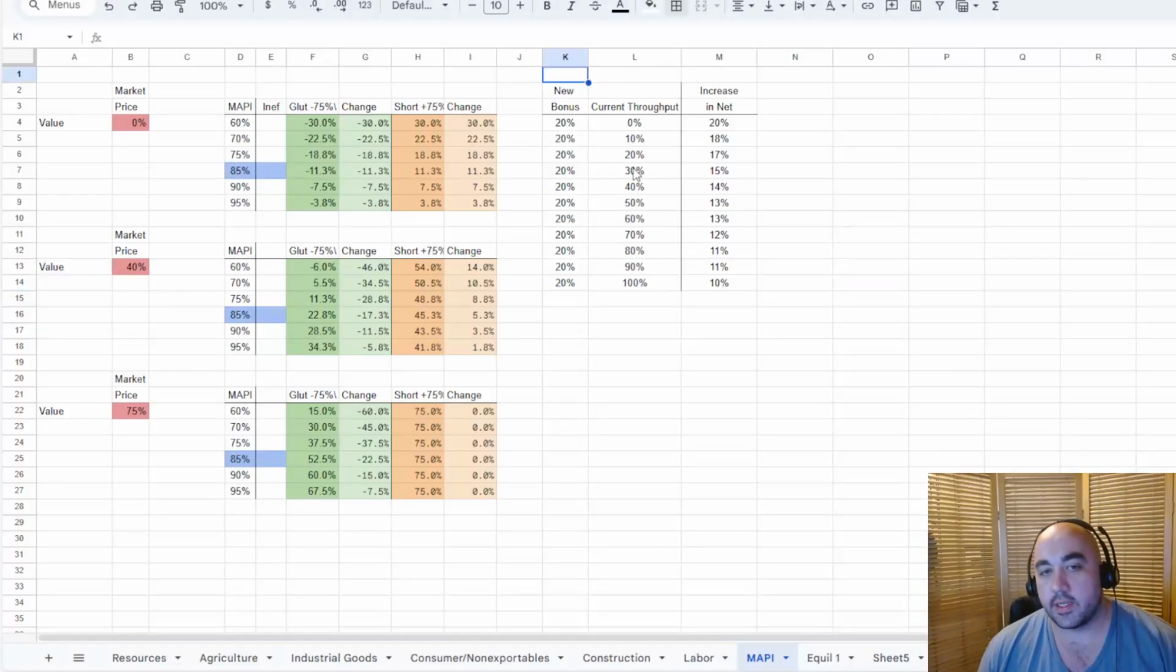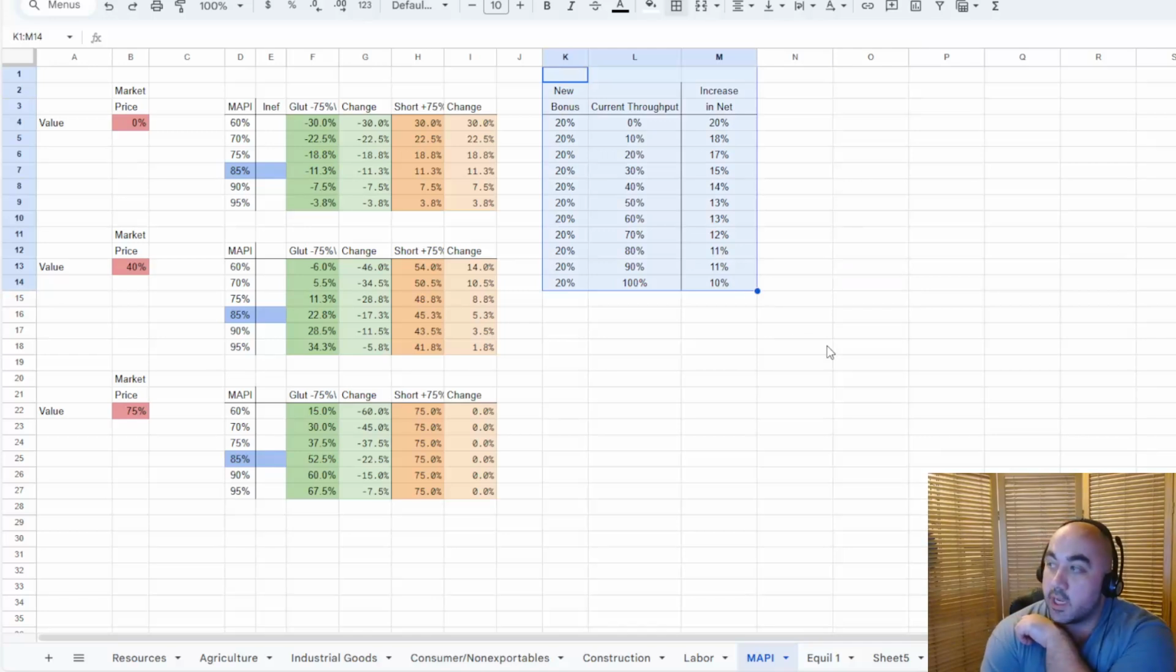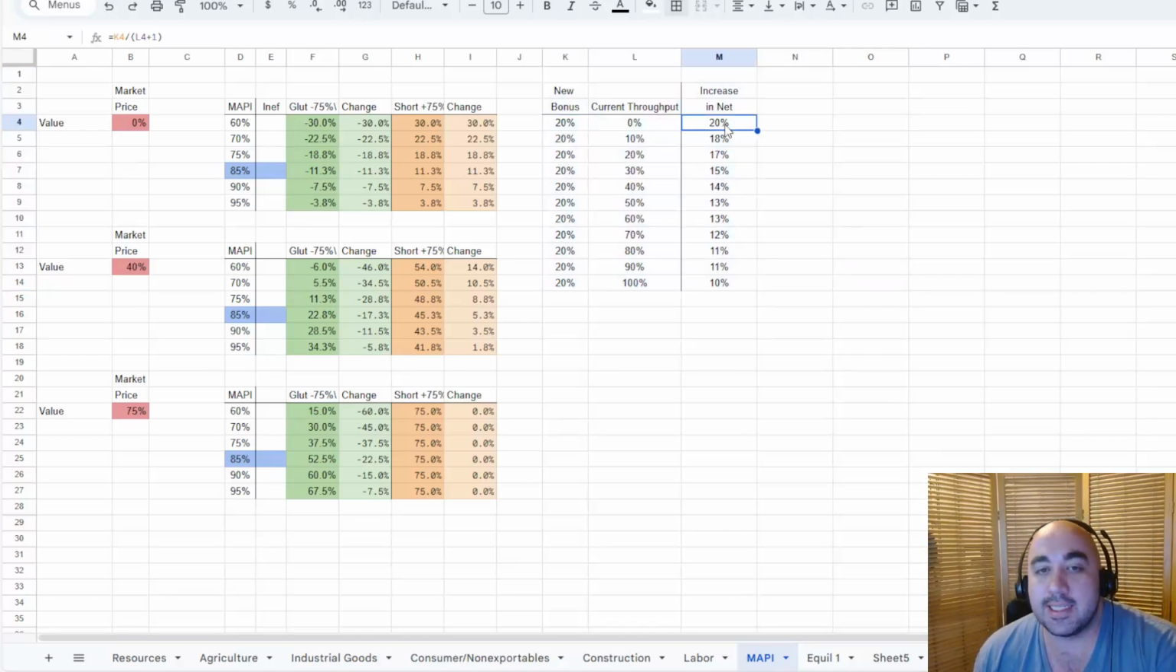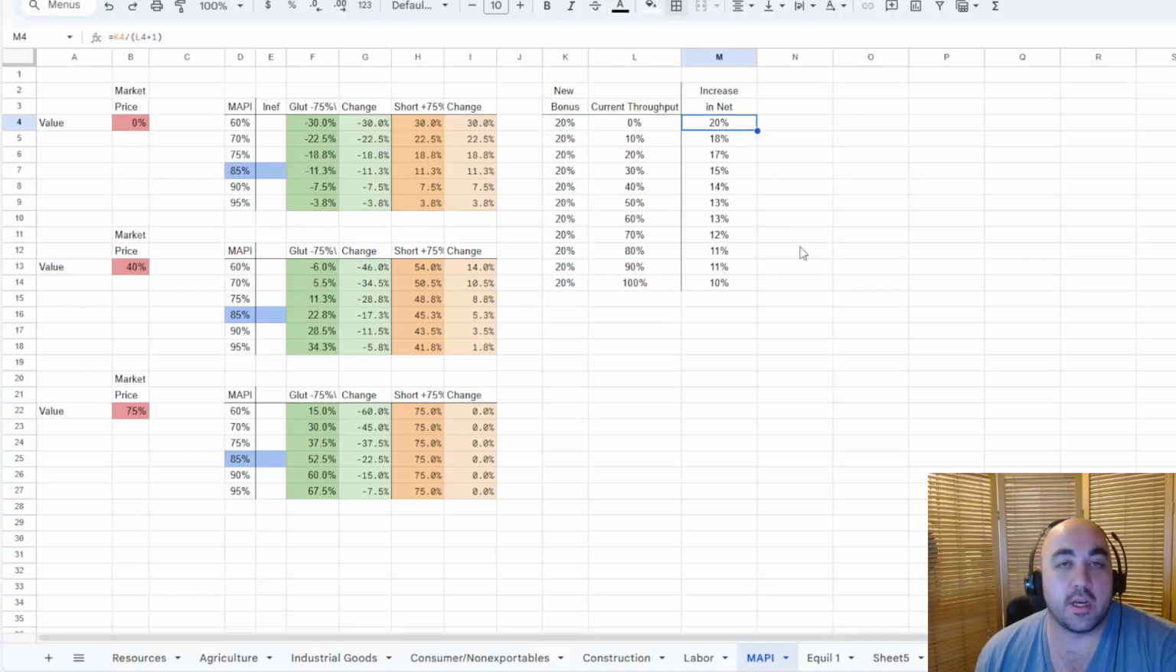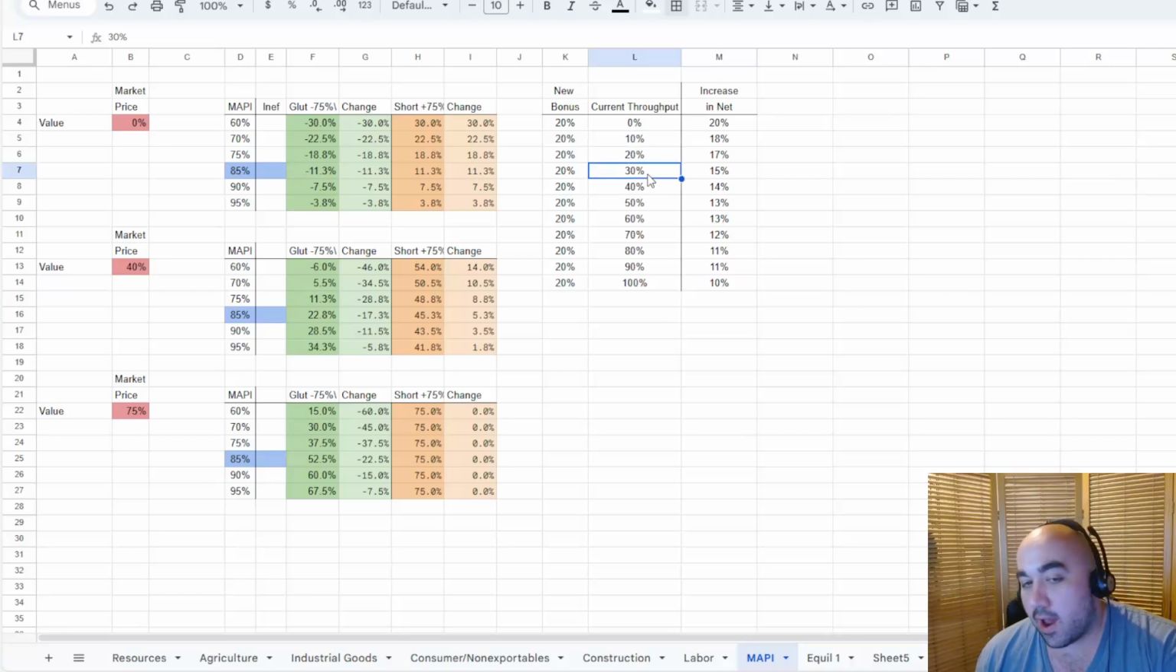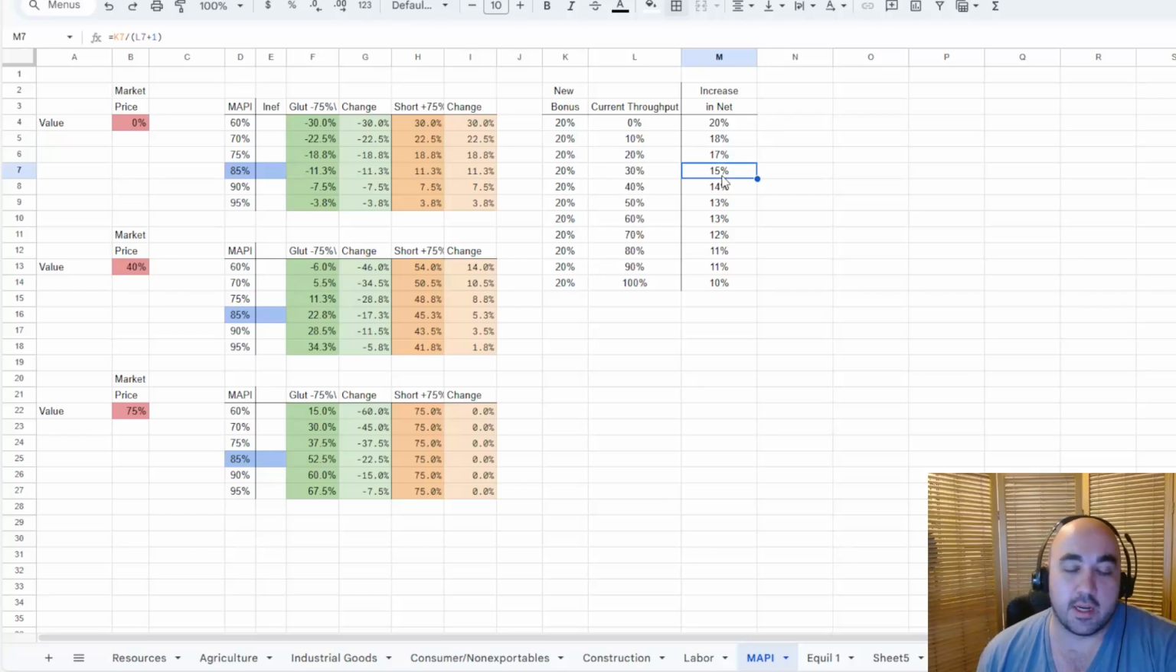Okay, so here to the right, we do have kind of a little bit of a table for when you increase throughput by 20%, when your current throughput is a number, how valuable is that 20% increase? If you have no throughput, it's a 20% increase in your net. If you have 100% throughput, it's going to be a 10% increase in your net. And we can see that if we, let's say, had wood at 10% and also have, let's say, the iron at 30%, it would be worth an 18% increase in our net, versus a 15% increase in our net.